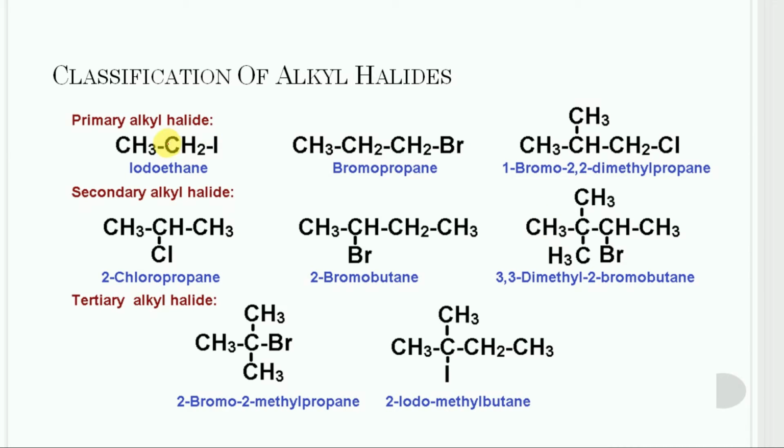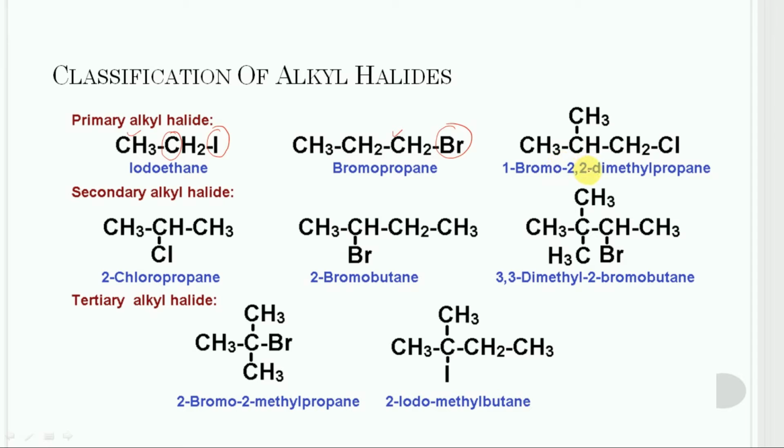Classification of alkyl halides. The first one is the primary alkyl halide. In that case, the halogen atom is attached to a carbon which is further attached to only one carbon. So it is iodomethane. The second one is bromopropane. In this case, bromine is attached to a carbon, and this carbon is further attached to only one carbon.